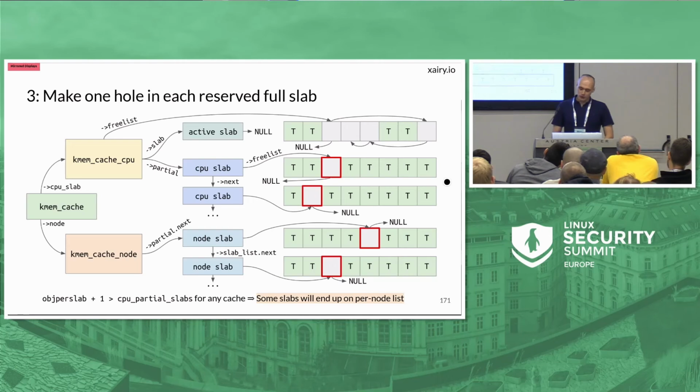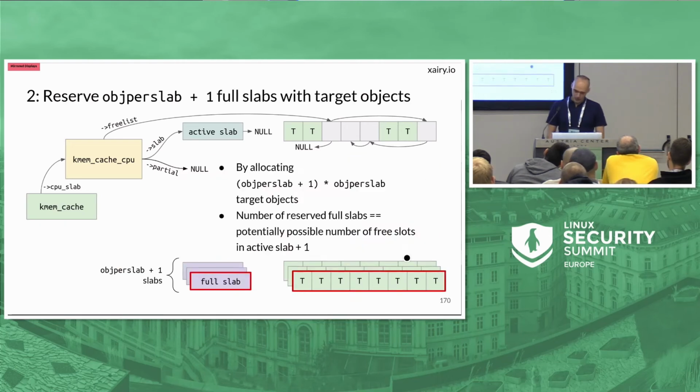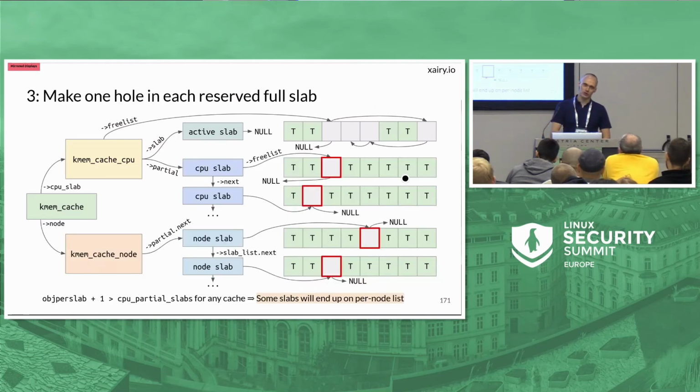The next step is for each of these full slabs. We know that we have objs per slab plus 1, in this case it's going to be 9 full slabs. We're going to start going through our list of references in user space to our target objects, through the list of file descriptors. Let's assume each time we open a file, a target object gets allocated. So we go through our list of open files backwards, and for each objs per slab file descriptors, we close one of them. This will result in each of our full slabs getting a single hole.